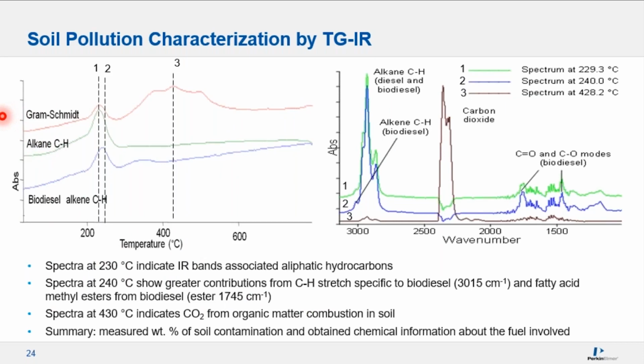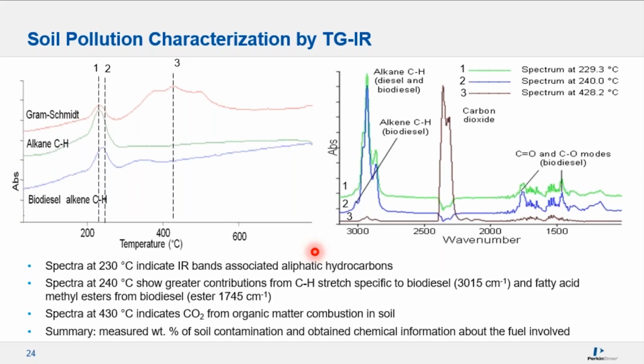And we can also plot specific absorption bands or bands corresponding to specific functional groups. So the green curve is a carbon-hydrogen stretch corresponding to alkane hydrocarbon. And then the blue curve is a carbon-hydrogen stretch corresponding to alkene hydrocarbon backbone, that's specific to unsaturated carbon bonds in biodiesel. So these dotted lines represent the point at which we're taking a spectra snapshot that are plotted over on the right-hand side. So the first snapshot we see here is from 230 degrees.